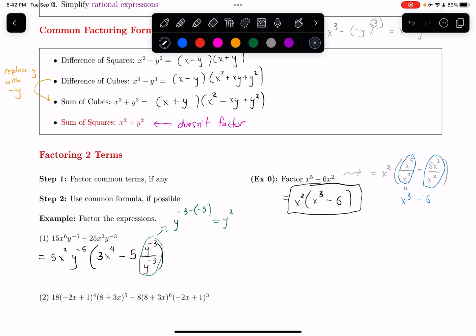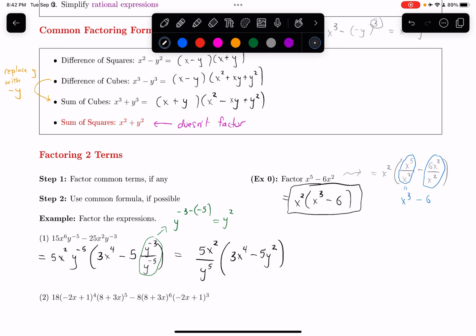So I end up getting 5x squared. Let's make all these negative exponents positive. Let's move that to the denominator, so over y to the 5th. And then in parentheses, I've got 3x to the 4, and now I've got minus 5y squared.